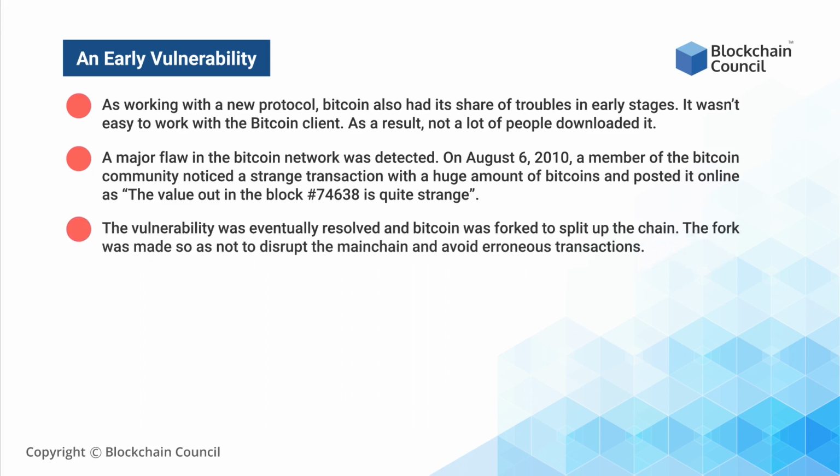The vulnerability was eventually resolved and Bitcoin was forked to split up the chain. The fork was made so as not to disrupt the main chain and avoid erroneous transactions. Even today, the vulnerability discovered in 2010 remains the largest security flaw found in Bitcoin's history and remains a testament to the growth of the cryptocurrency community.